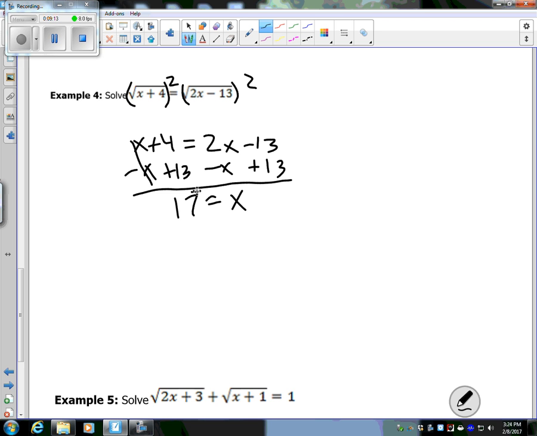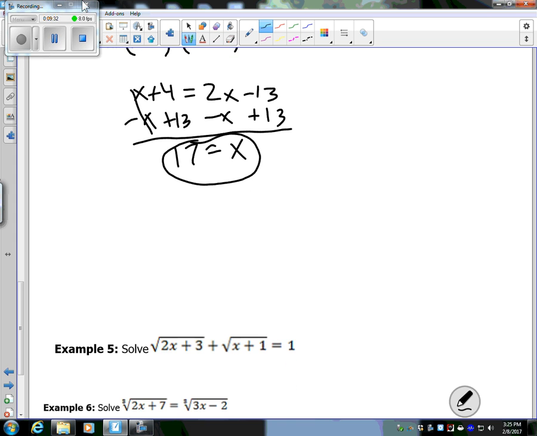And if you wanted, you could plug it back in. 17 plus 4 is 21, the square root of 21. Or 2 times 17 is 34, minus 13 is 21, so the square root of 21 equals the square root of 21. That's good. Alright, example 5.